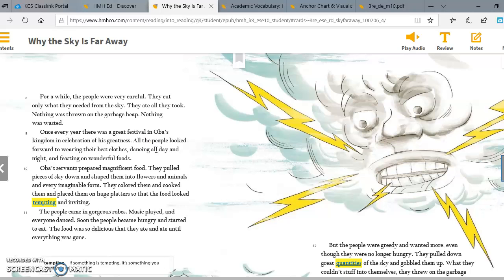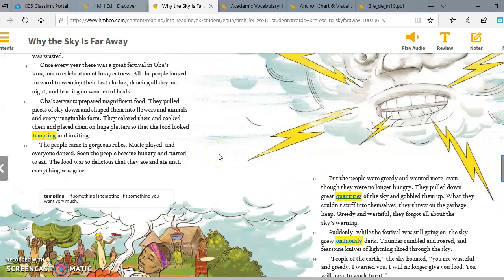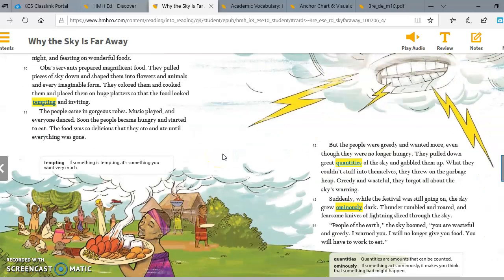So now let's look at page 385. But the people were greedy and wanted more, even though they were no longer hungry. They pulled down great quantities of the sky and gobbled them up. What they couldn't stuff into themselves, they threw on the garbage heap. Greedy and wasteful, they forgot all about the sky's warning.